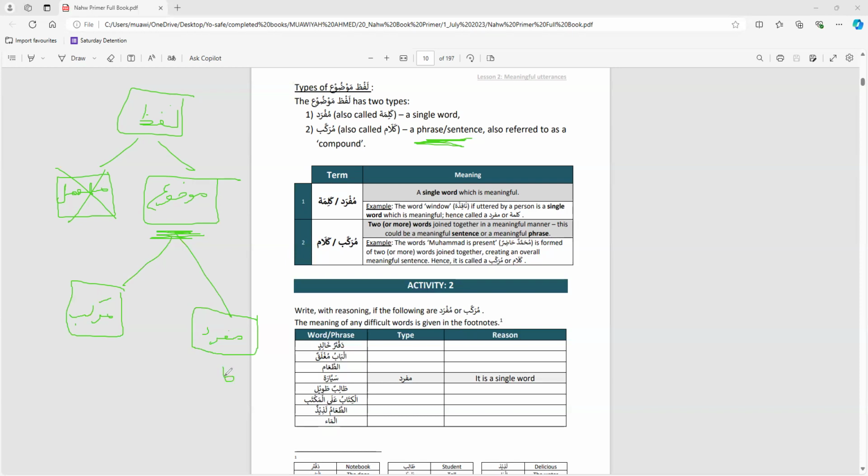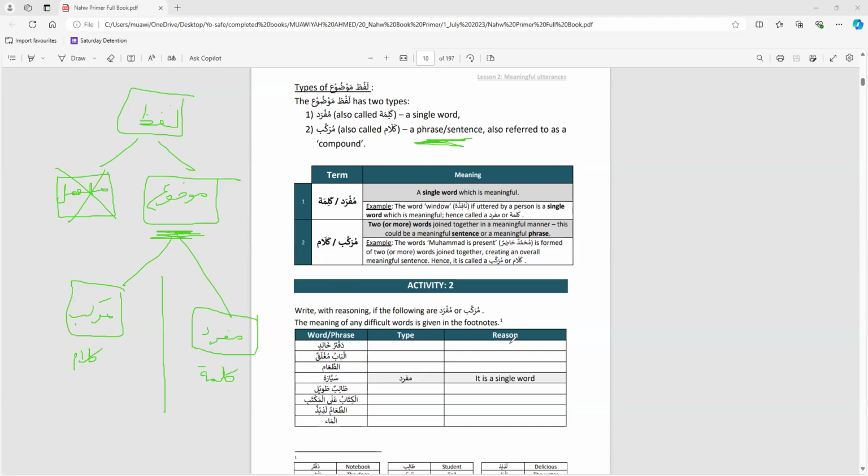By the way, another Arabic word for mufrad is kalima, singular word. And another Arabic word for murakkab is kalam. If you go deep into Arabic language and grammar, there are slight variations between them, but we don't go that deep right now. But anyway, mufrad or kalima, and murakkab or kalam.